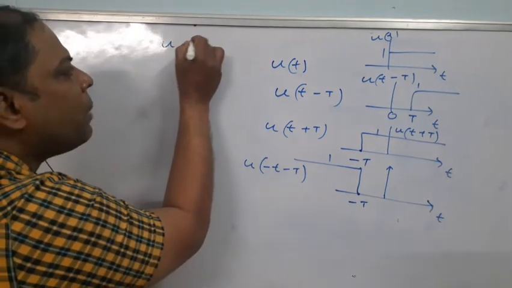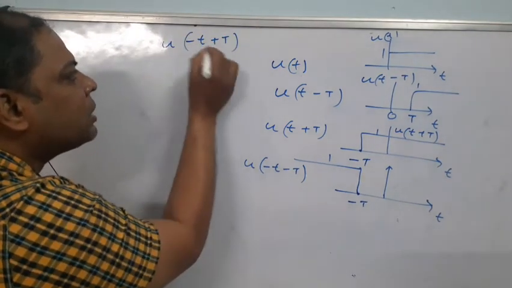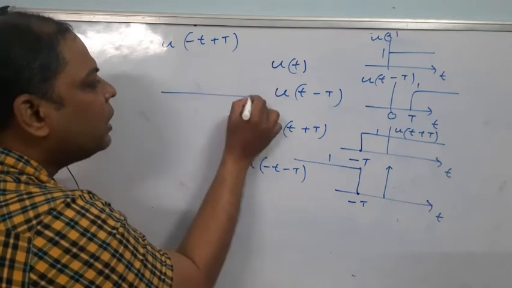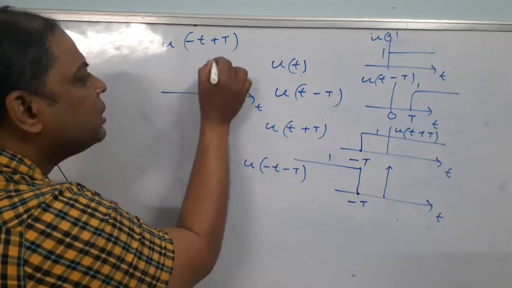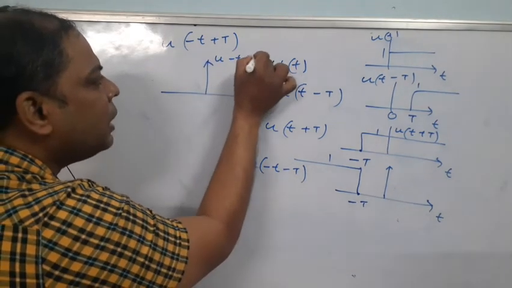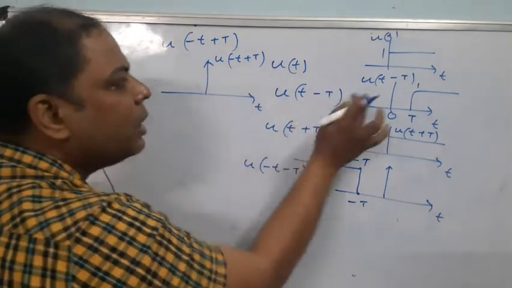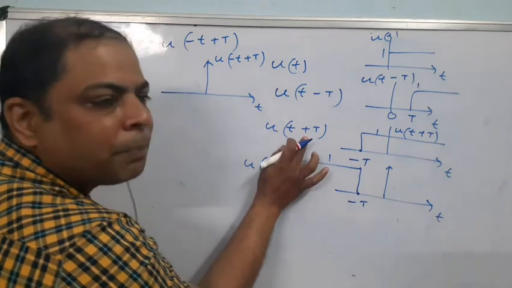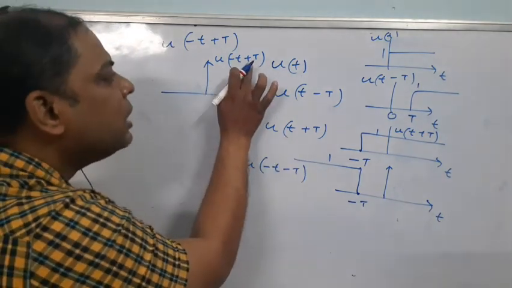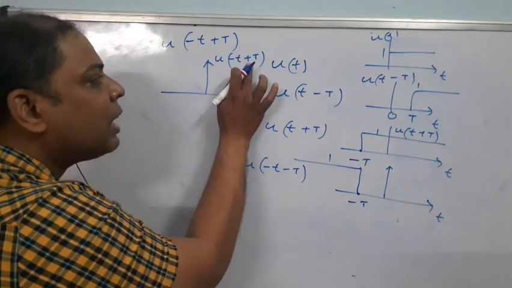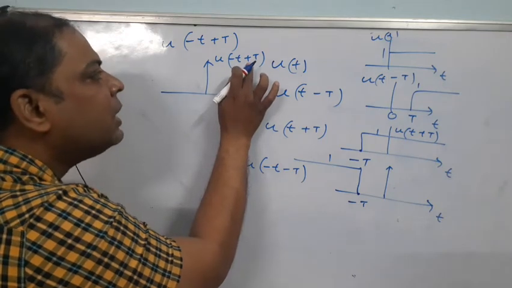Similarly, you can plot u(minus t plus T). Try to understand. Plus T means plus capital T. So here this is the time axis. This is your u(minus t plus capital T). Here just mark folded signal. Plus means generally left shifting. In general, here plus means left shifting. But in case of u(minus t plus T), this is reverse. That means right shifting. It is not left shifting, it is right shifting.